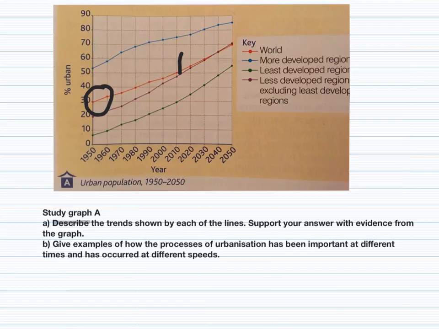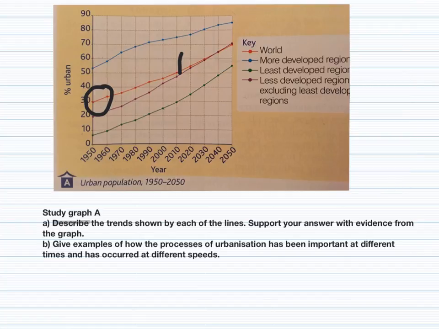The second question there, I'm basically just talking you through it, by the way, and then you can have a go yourself writing it. So the second question says, give examples of how the processes of urbanisation has been important at different times and has occurred at different speeds.